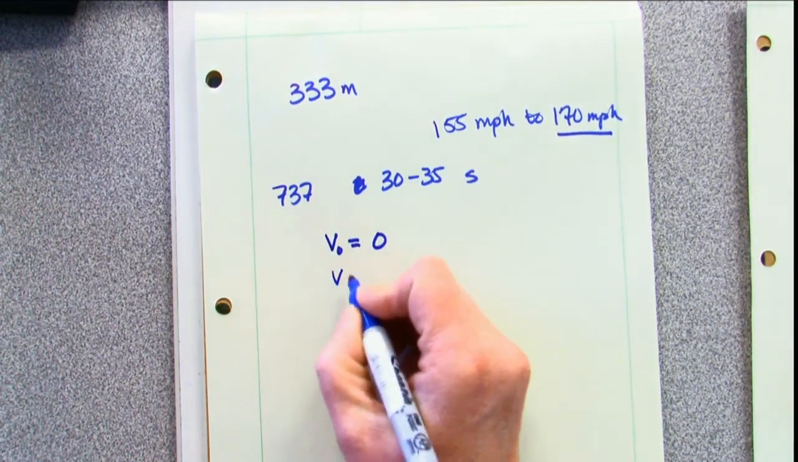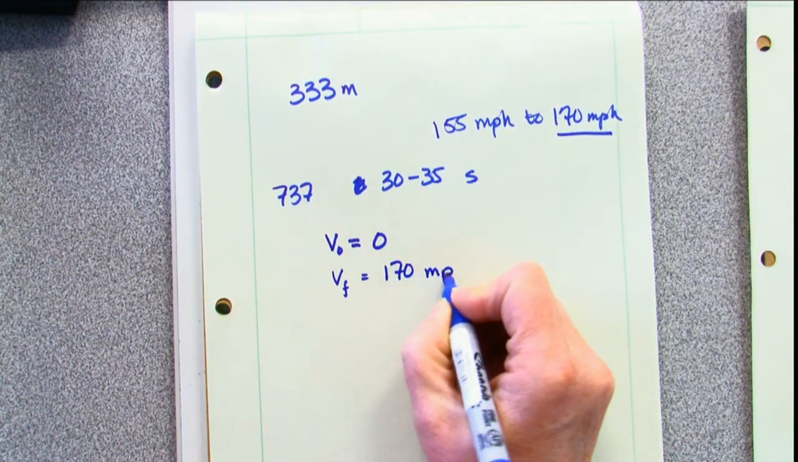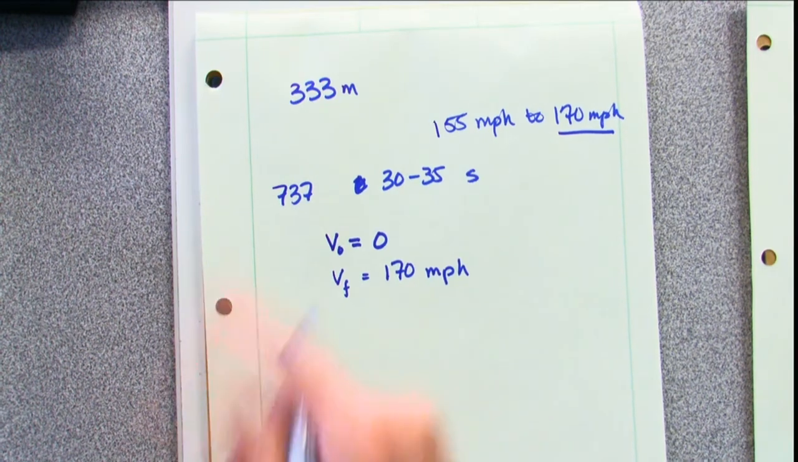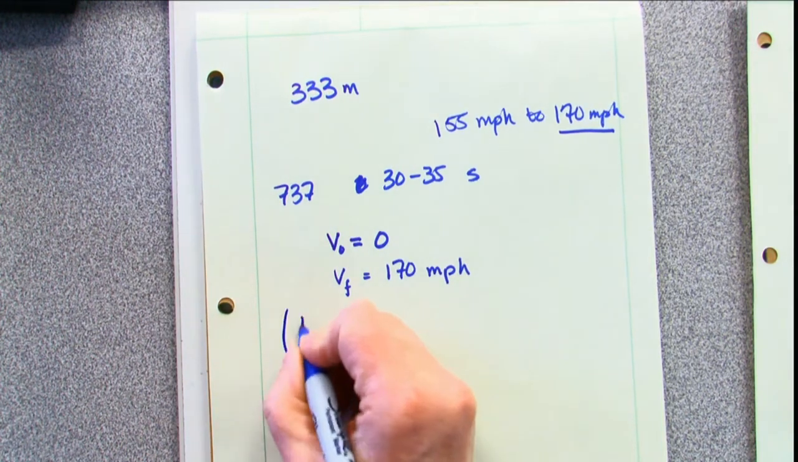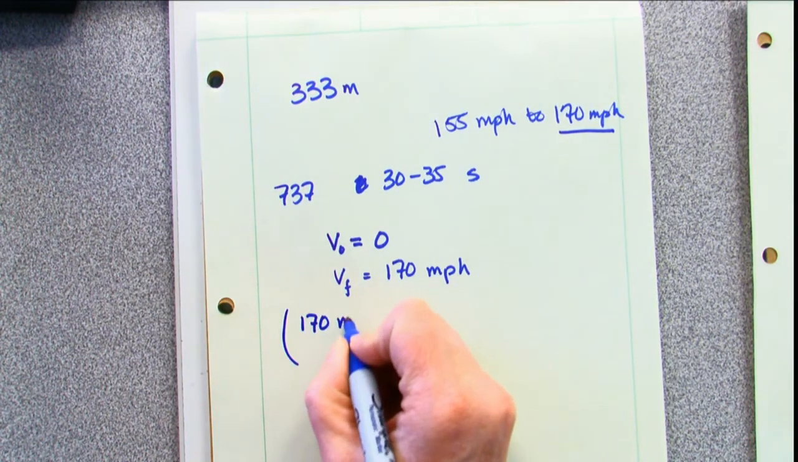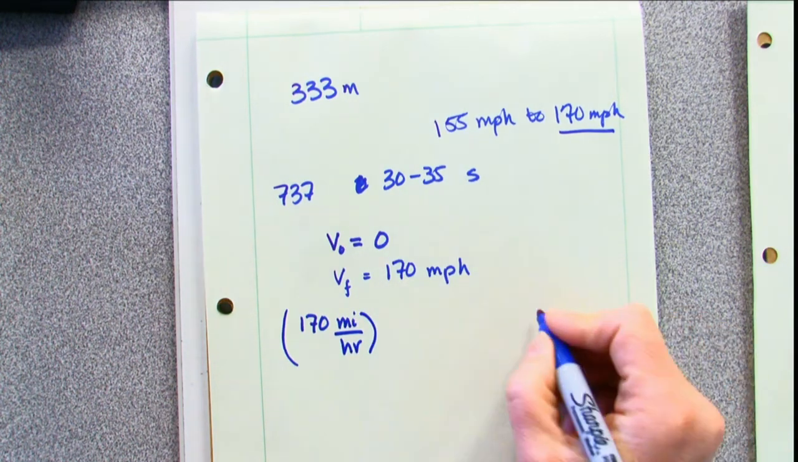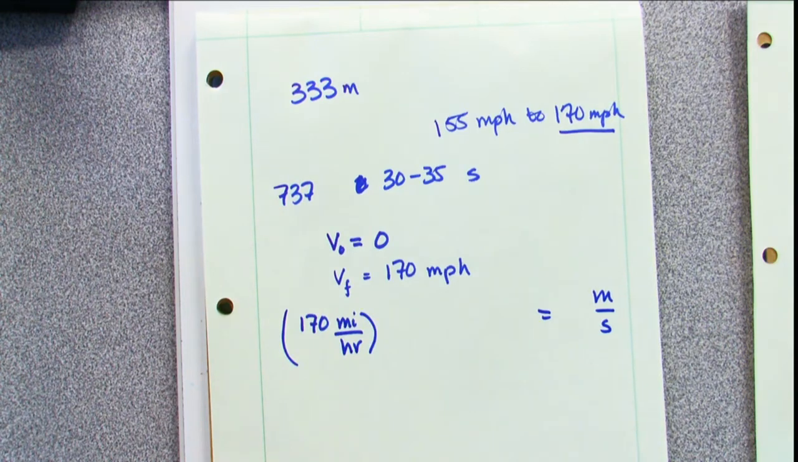My final velocity is 170 miles per hour, which is going to be a pain in the butt because we're in seconds, right? And we're in physics class. It's going to be a pain because I probably want to be in meters, because I'm going to end up comparing to meters. So I got to convert that 170 miles per hour to meters per second. So now here comes the fun part.